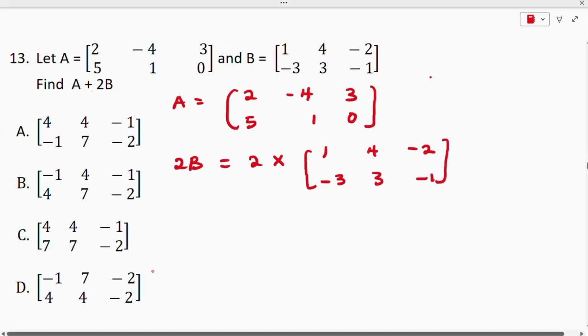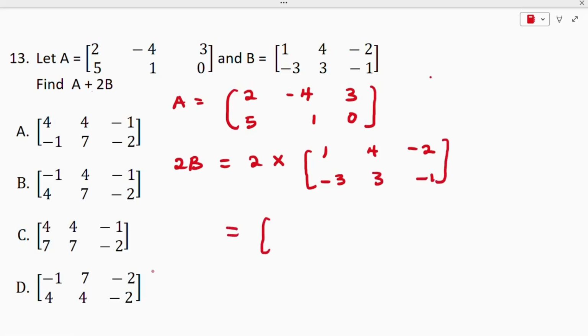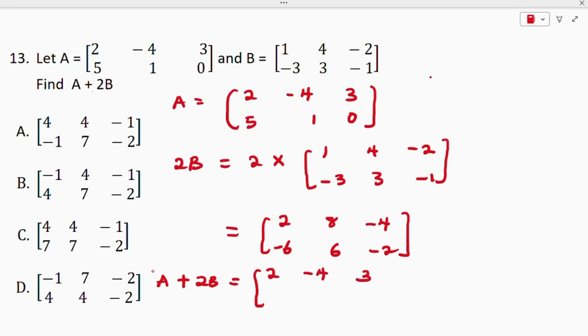Okay, so this is equal to 2 times 1, we have it to be 2, 2 times 4, we have it to be 8, 2 times negative 2 is negative 4, 2 times negative 3 is going to give us negative 6, 2 times 3 is going to give us 6, and 2 times negative 1 is going to give us negative 2. So we have that A plus 2B is equal to 2, negative 4, 3, 5, 1, 0 plus 2B, and we have 2B to be 2, 8, negative 4, negative 6, 6, and negative 2.